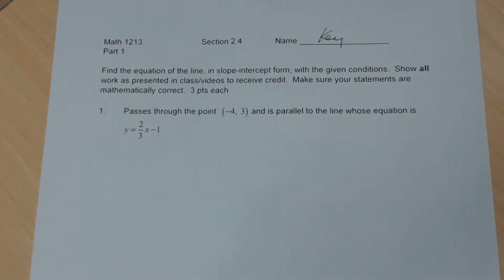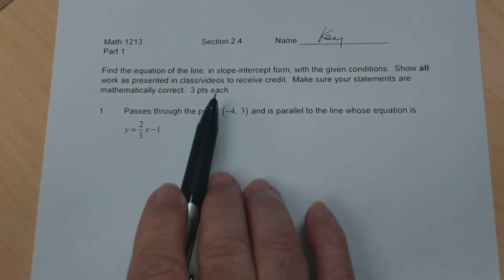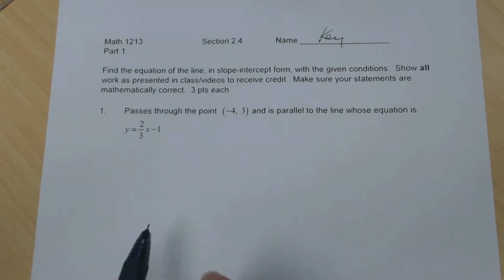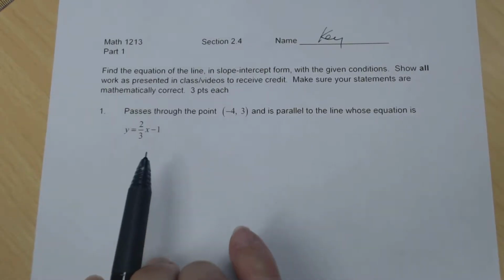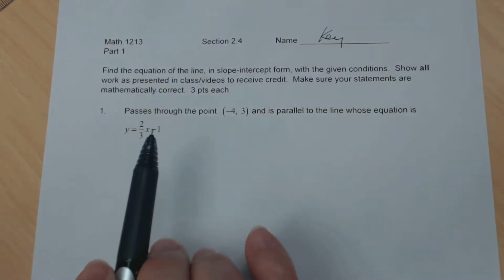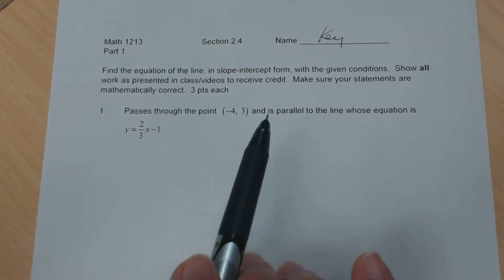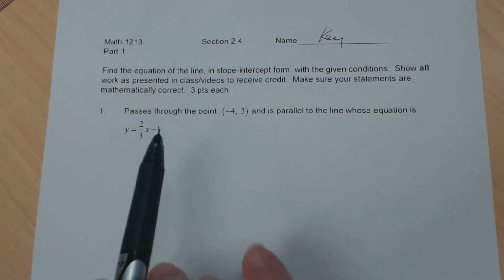Okay, so this is the key to worksheet section 2.4, part 1. You want to write the equation of this line in slope-intercept form given these conditions. It's very similar to the previous lesson, previous worksheet, except that this time you're talking about parallel and perpendicular.